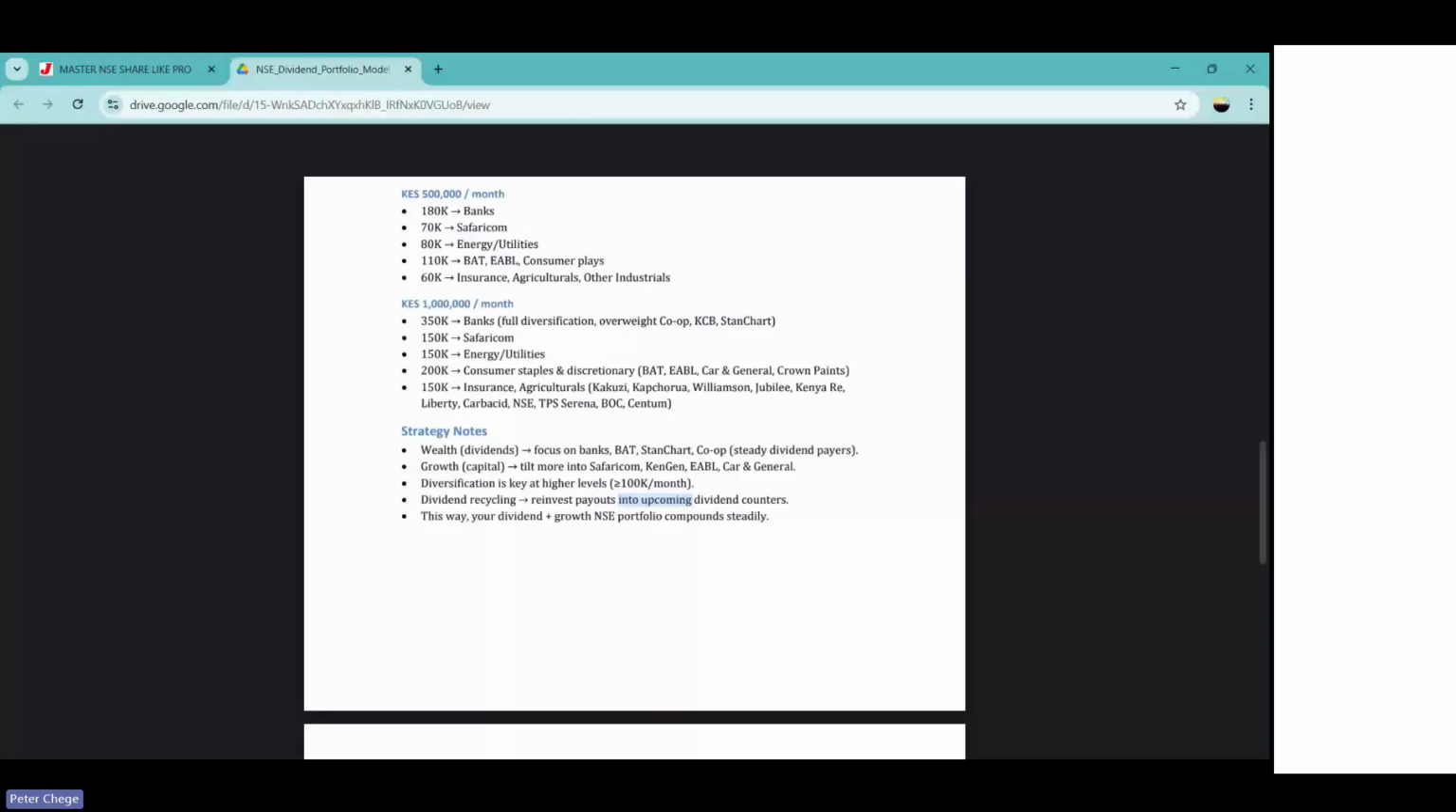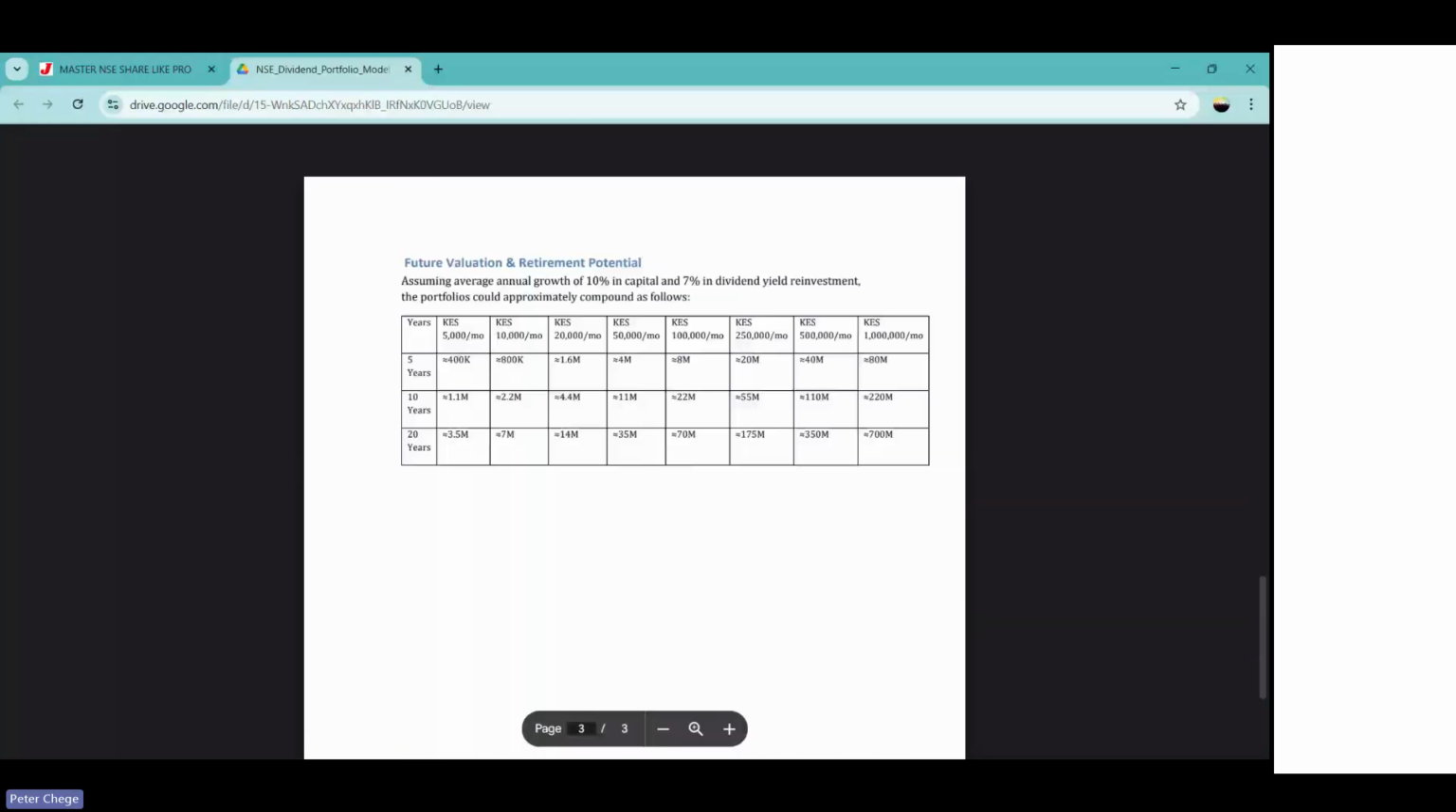So the strategy here is first build wealth with dividend. Focus on dividend paying stocks. Then capital growth, going more to the companies which appreciate in price and which are strong in terms of performance. Then always diversify. Anything above 100,000, diversify to other assets. Don't just limit yourself to NSE shares. Then recycle your dividend. Bring it back by the next coming dividend. This way, your dividend plus your growth at NSE will compound steadily, and in a span of years, that's what you expect. I hope I'm sharing the right thing.